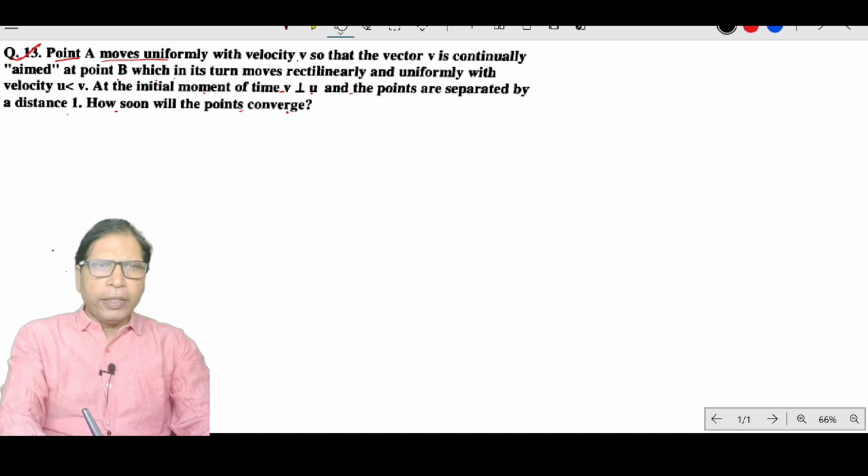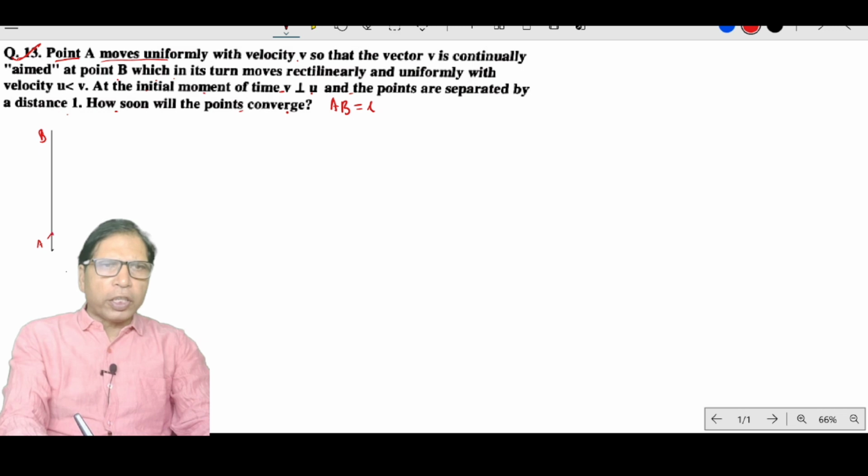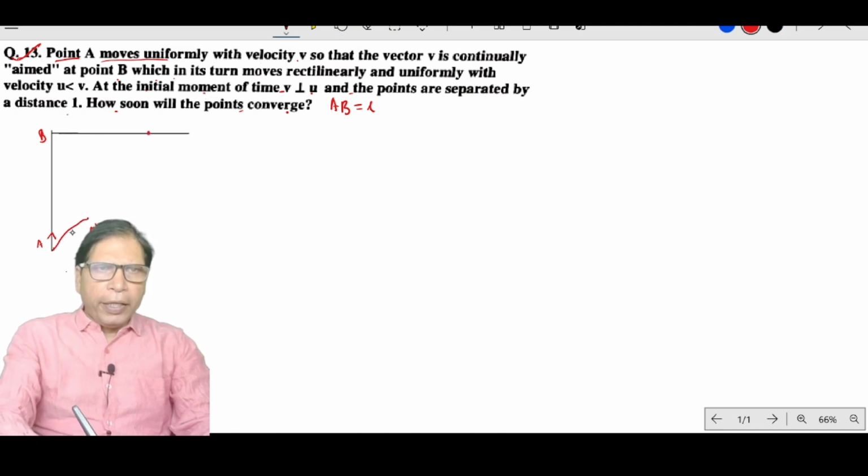Okay, look at this. This is the point A. B is at a distance L from A. Distance between A and B is L initially. Now A moves along this direction, and B moves along this direction. No problem. After some time A is at A dash and B is at B dash.